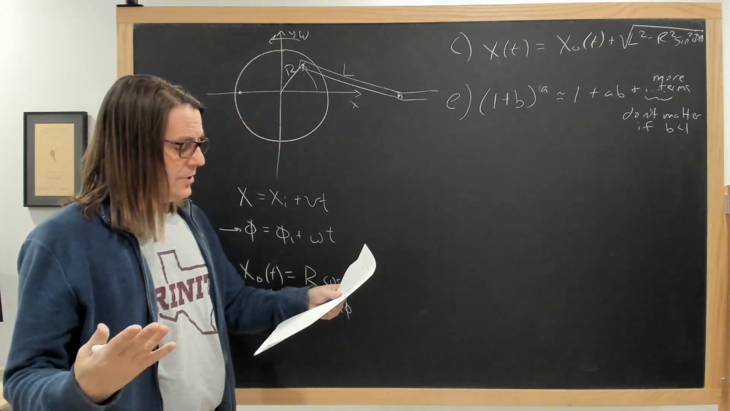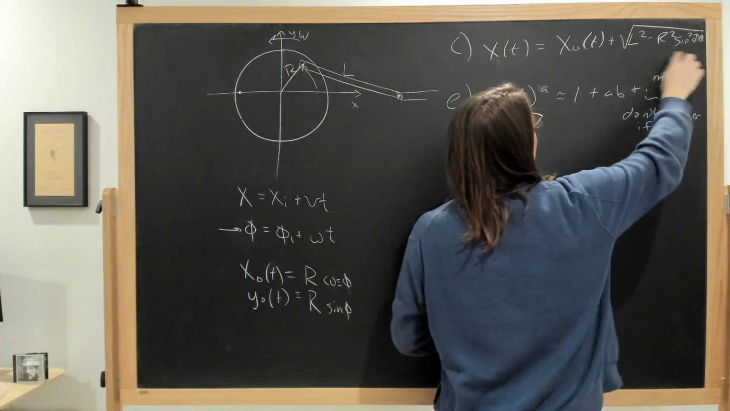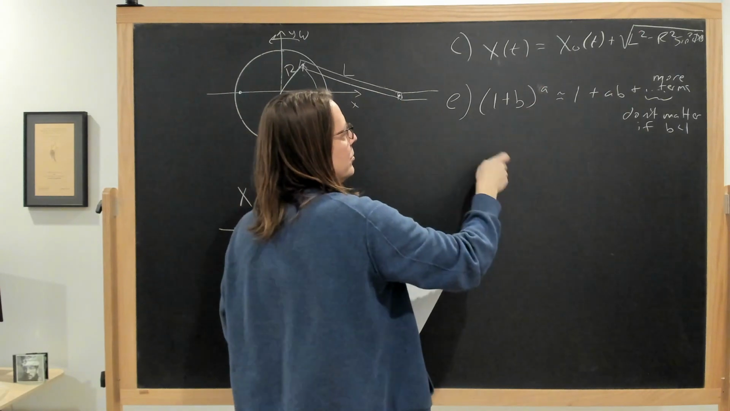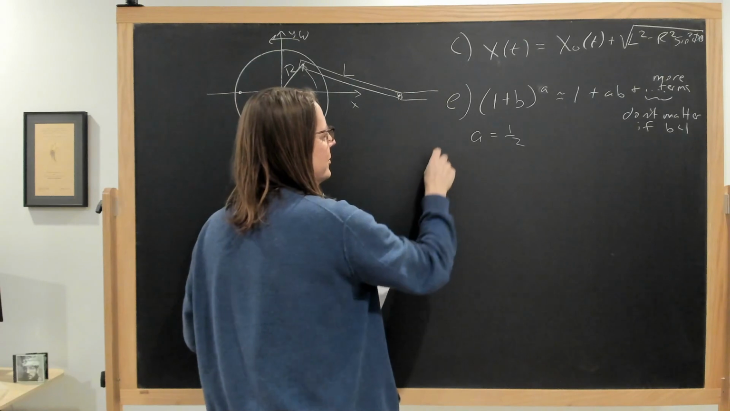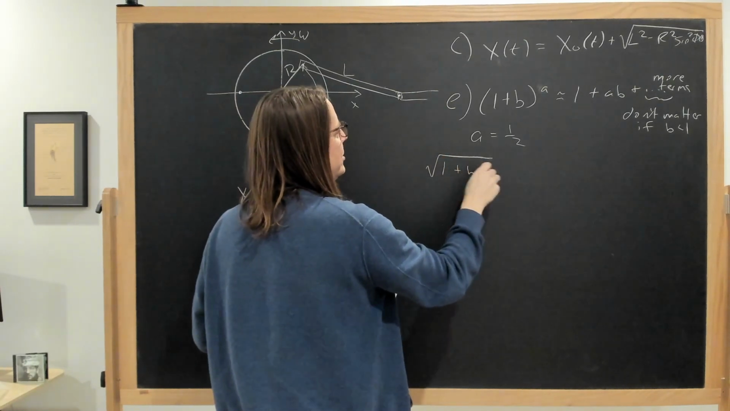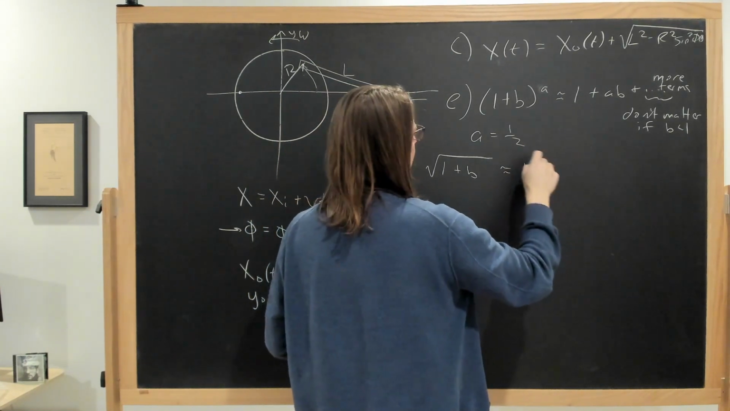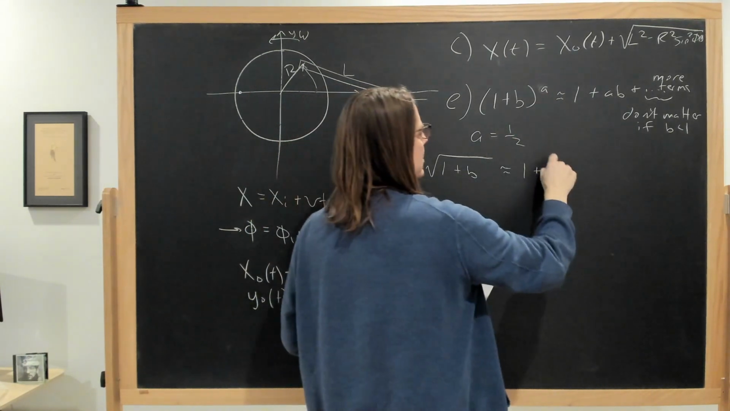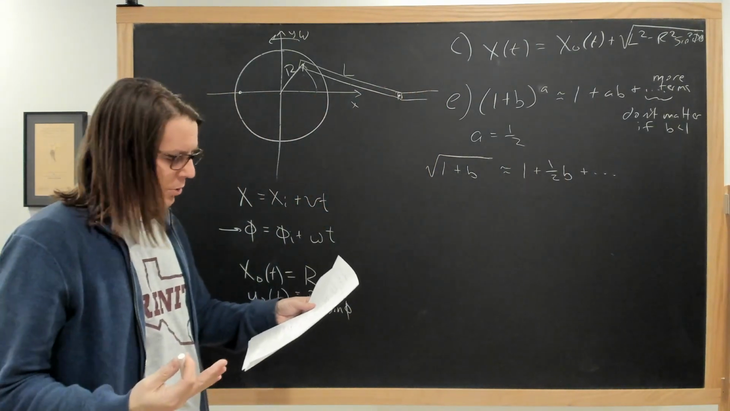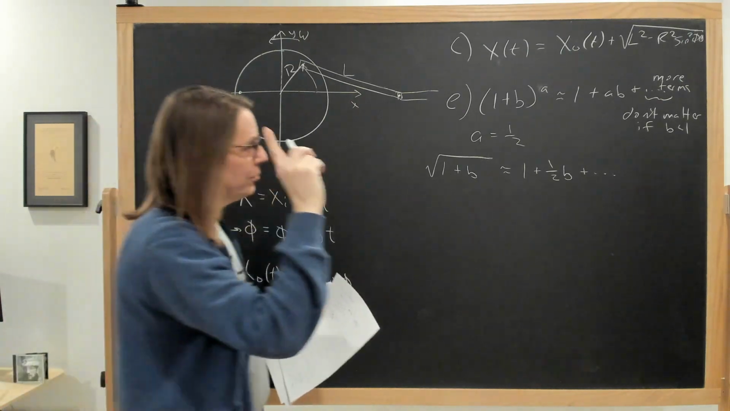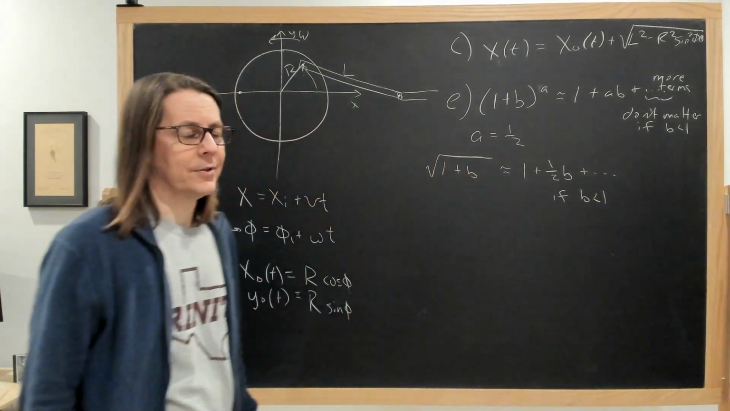So we're going to use this. So what does our function look like? We're just applying it to this part. So ours is a square root, so right away, a equals a half. So if you want to use this in physics, you say the square root of 1 plus b is about equal to 1 plus, well, what would it be? ab, 1 half b. There would be other terms that you don't care about. 1 plus 1 half b is what it would be. But that's only true, what? If b is less than 1, okay?